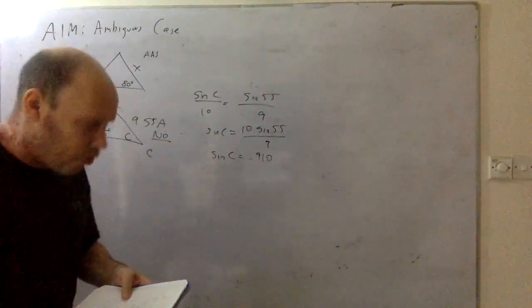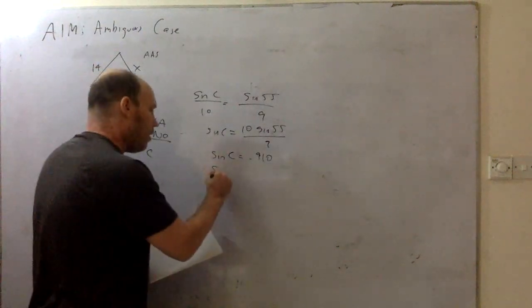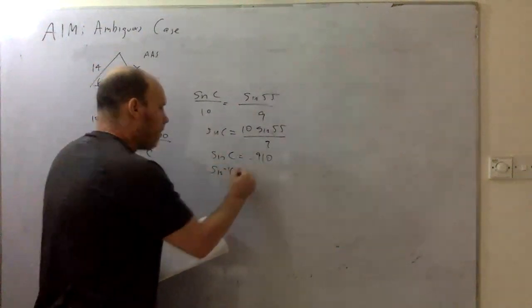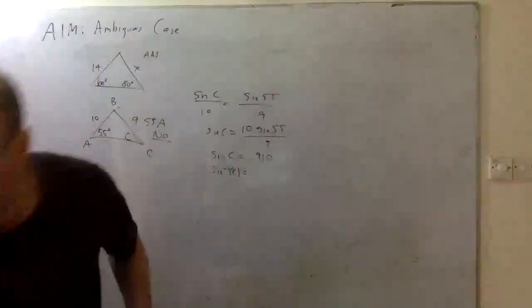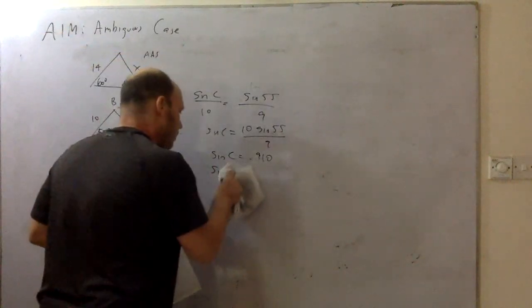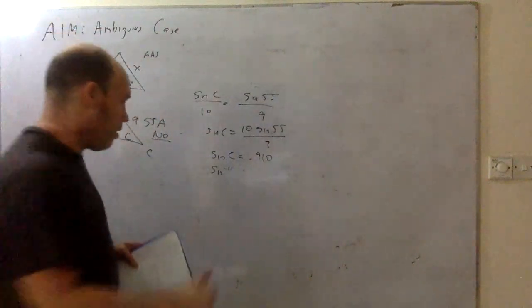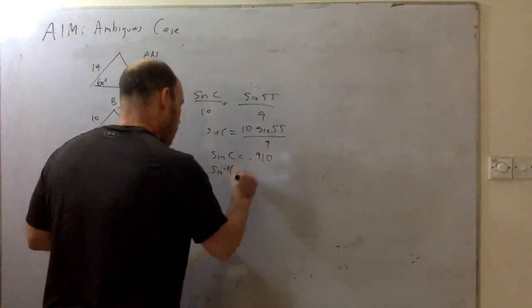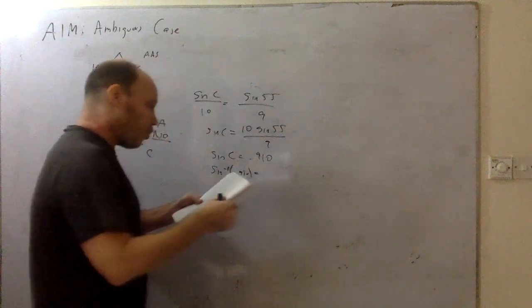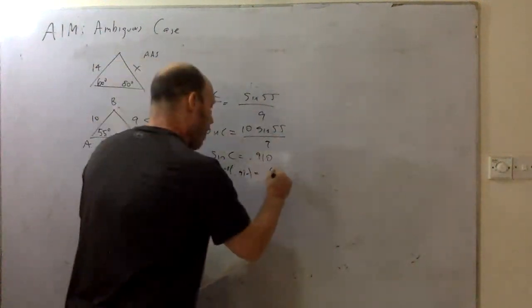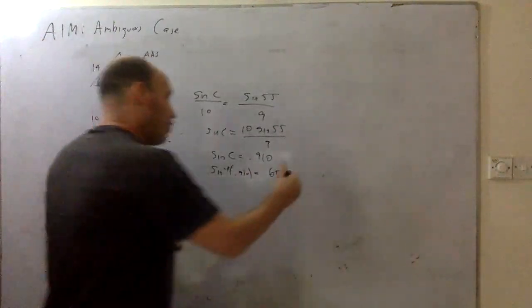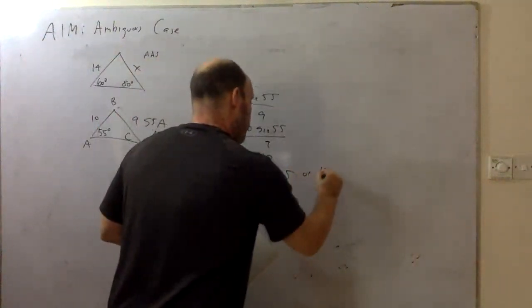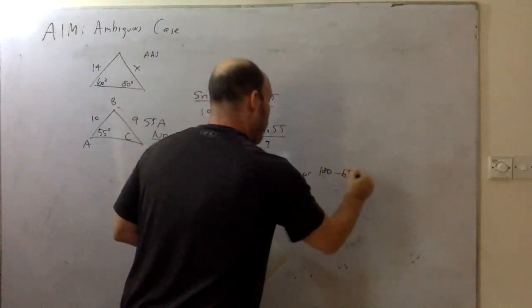So you stick it in the graphing calculator. You do the inverse sine of 0.910, and we get our two answers. We get 65.5, but we also remember that it's also 180 minus 65.5.